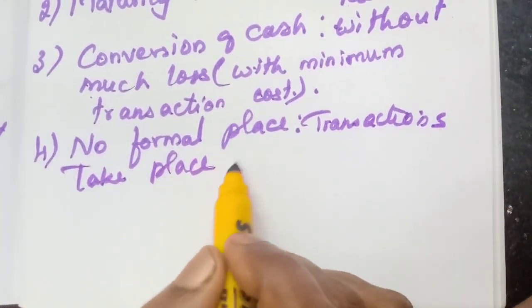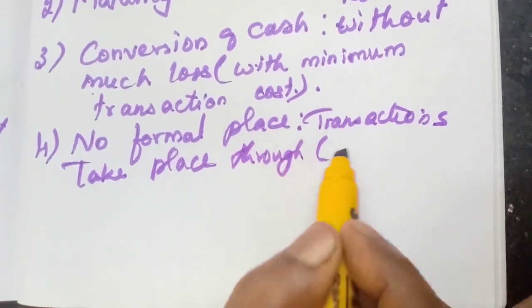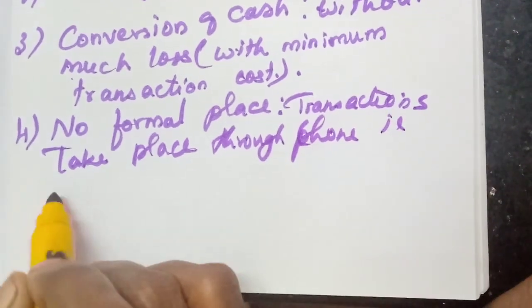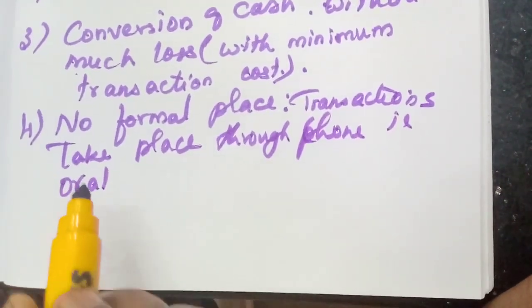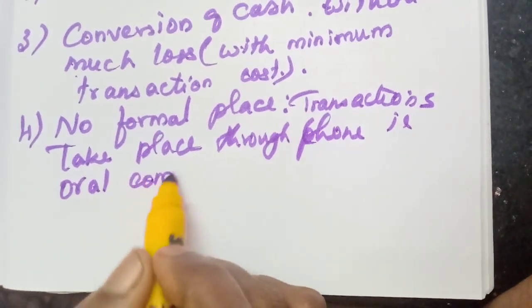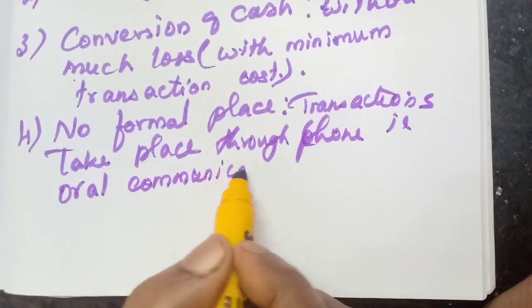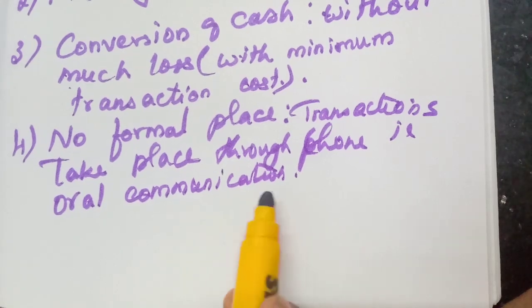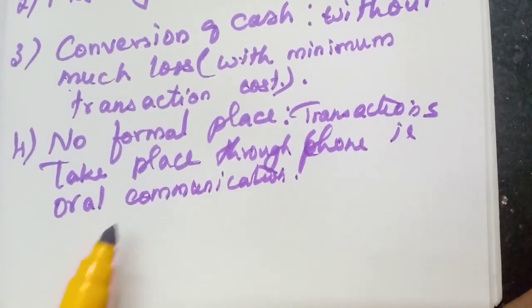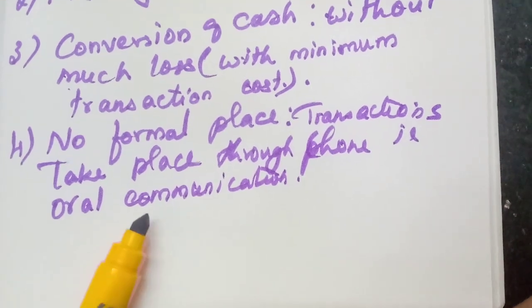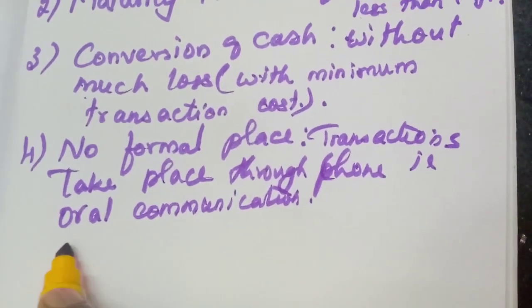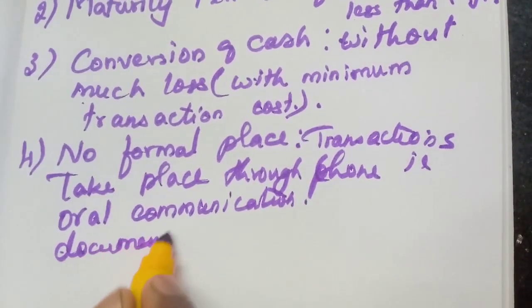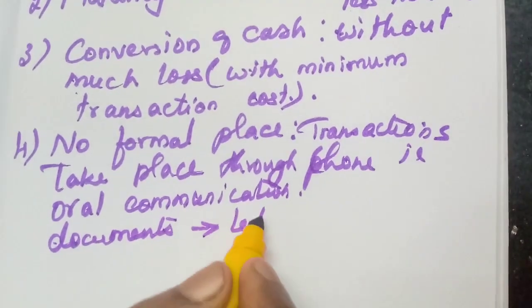The phone means oral communication. Understand? Through phone. Or we can say oral communication. Understand how the transaction take place? Through phone. That is the oral communication. Then the documents or any written communications, everything will be exchanged later. After this oral starts with the phone call, oral communication, some documents or the written communication will be transferred later. Understand?